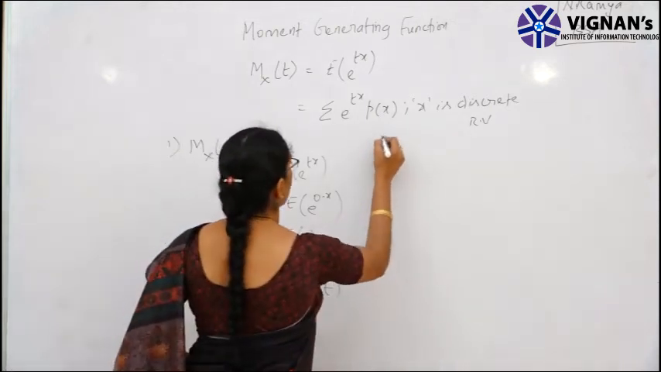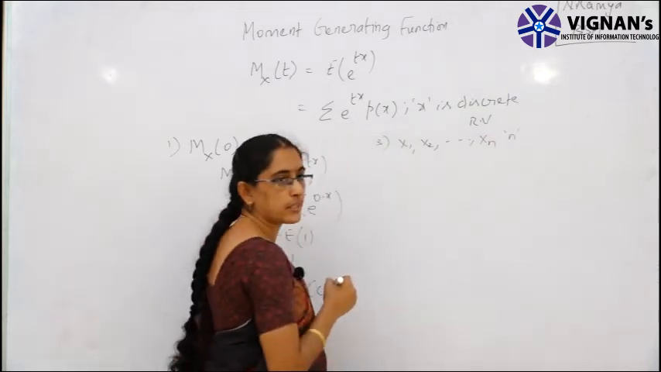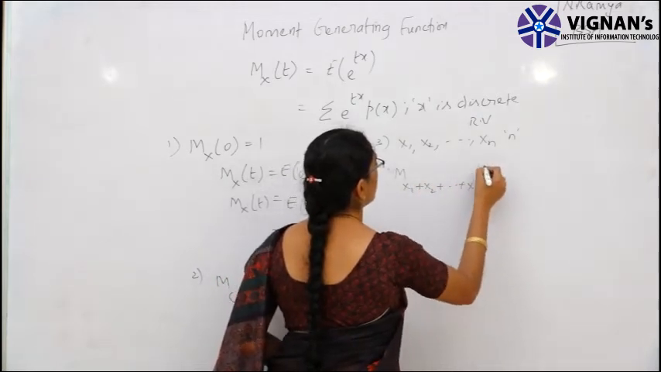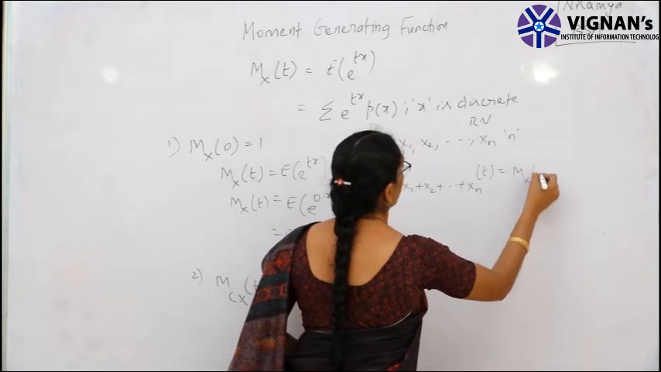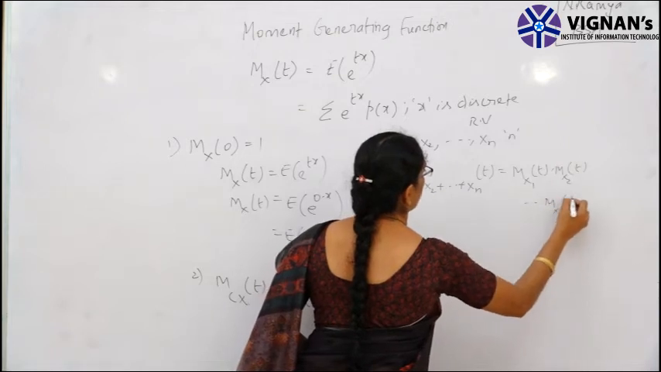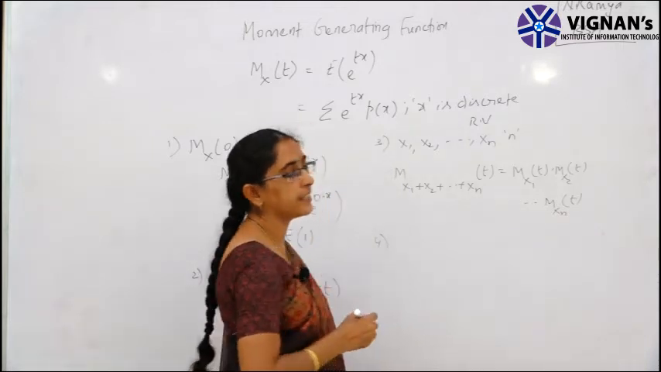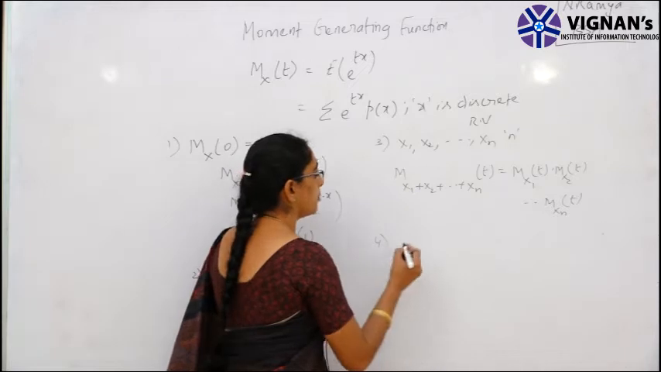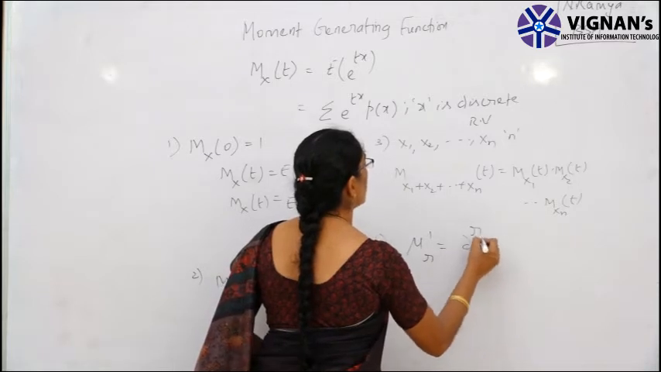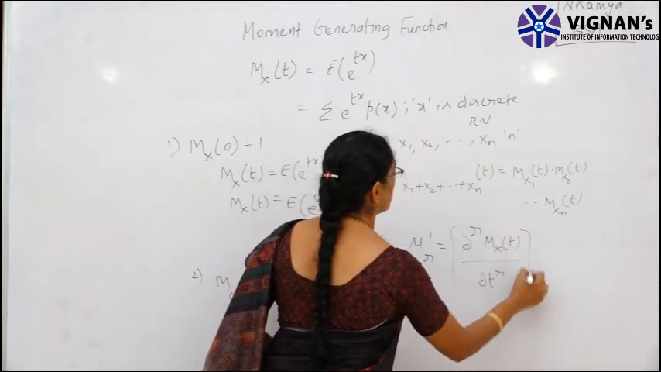Then if we consider X1, X2 and so on Xn as n independent random variables, then M of X1 plus X2 plus so on Xn of t is given by M_X1(t), M_X2(t) and so on M_Xn(t). Okay. And the last property is that we can obtain the density function, right. That can be obtained by using the raw moments. So, mu r dash is given as dou power r M_X(t) by dou t power r at t equal to 0.